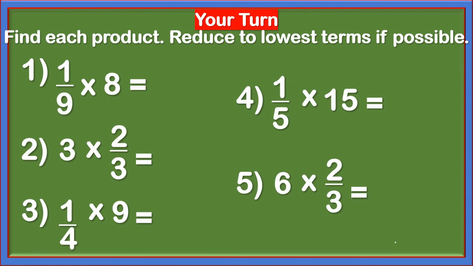Find each product, reduce to lowest terms if possible. Number 1, 1/9 times 8 equals blank. Then 3 times 2/3 equals blank. Then for number 3, 1/4 times 9 equals blank. For number 4 is 1/5 times 15 equals blank. Then for number 5, 6 times 2/3 equals blank. Okay, so, nandyan na yung papel sa ballpen, no? Okay, it's your turn. You may now answer.